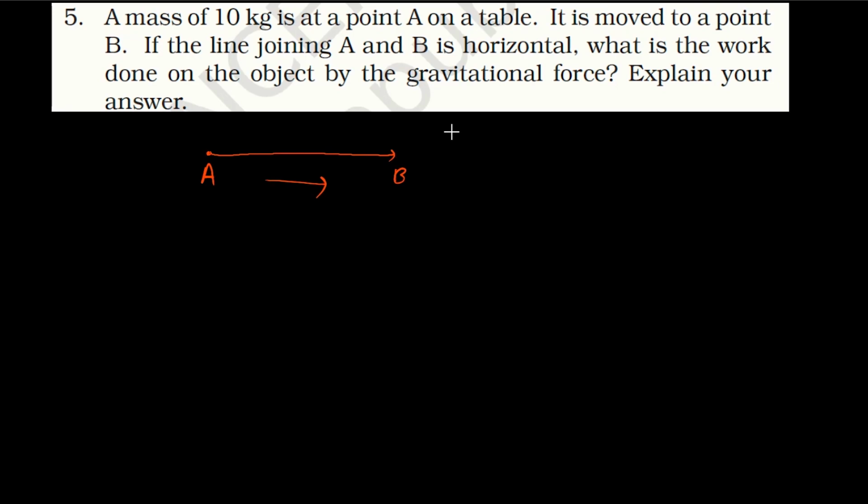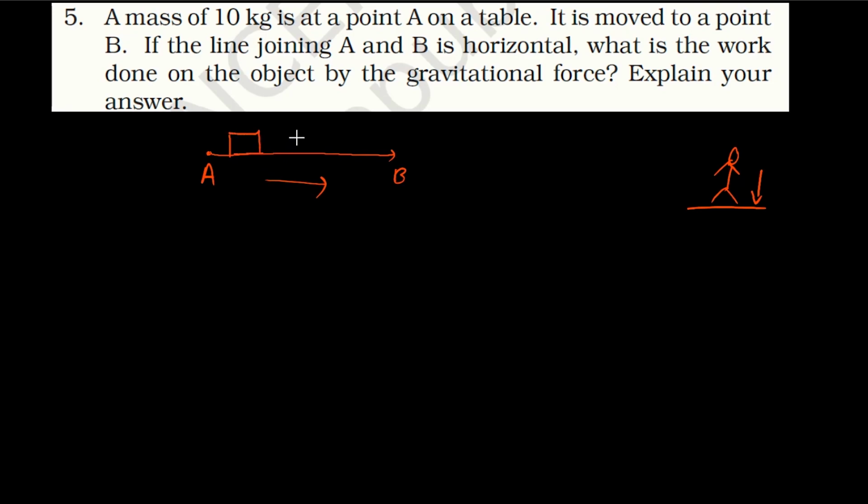Now what is the work done on the object by the gravitational force? Okay, explain your answer. Nothing to get explained, I will explain, you just listen to me very carefully. We know, if this is a person standing on the ground, okay, we know that gravitational force is acting on every object on the earth, only on the earth, okay? So that force is actually towards the ground. That means what? If there is a gravitational force, consider that an object is here, okay?